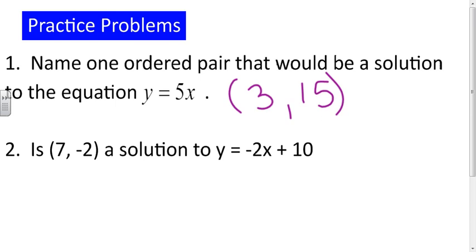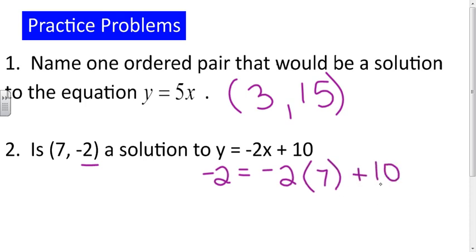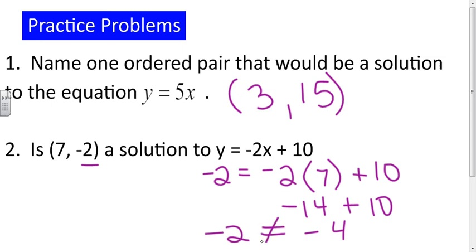I want to know, is 7, -2 a solution to y equals -2x plus 10? So I'm going to substitute. My y-coordinate is -2. My x-coordinate is 7. So I'm substituting those for the variables. And if -2 times 7 plus 10 is equal to -2, then 7, -2 will be a solution. So I get -14 plus 10. That's equal to -4. That's not equal to -2. So no, it's not a solution.